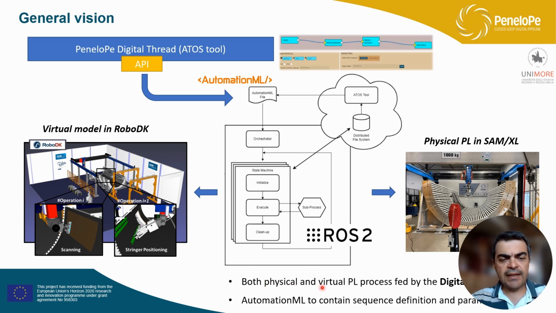So both the physical and virtual process are fed by the same digital model, and AutomationML is the means to convey the information defined in the virtual digital thread until the physical assets.